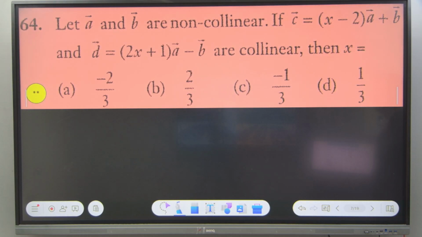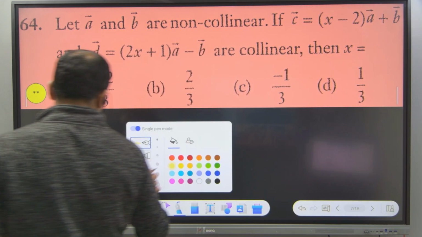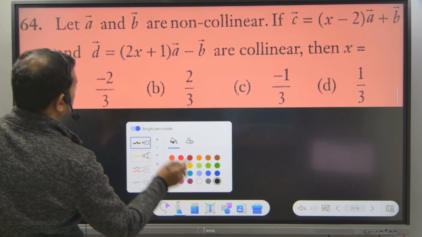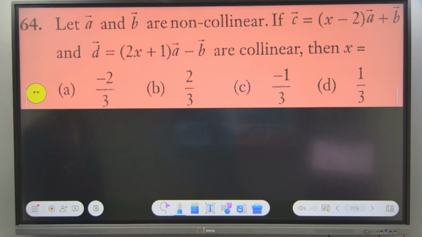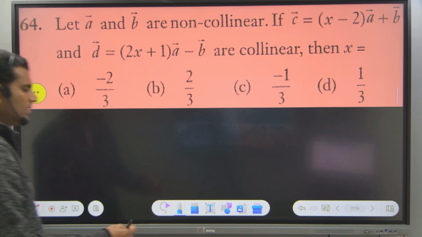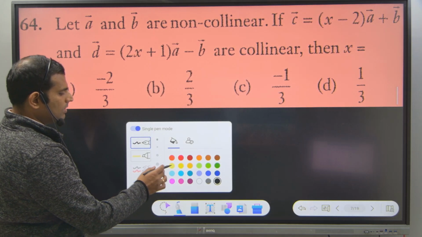Okay, I'll do this. This is somewhat easy. Then we'll go to the other ones. Okay, somebody read, please. A and B are non-collinear. If vector C equals x minus 2 times vector A plus vector B, and vector D equals 2x plus 1 times vector A minus vector B are collinear, then x equals to. Okay, so we solved similar questions like this on Saturday.